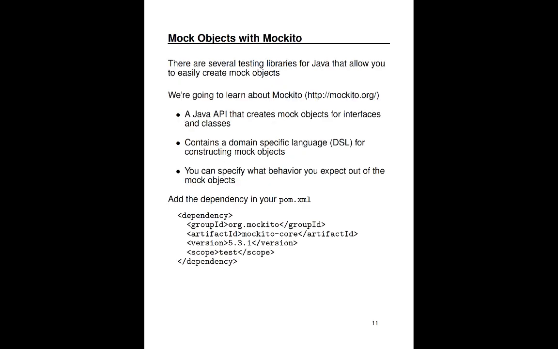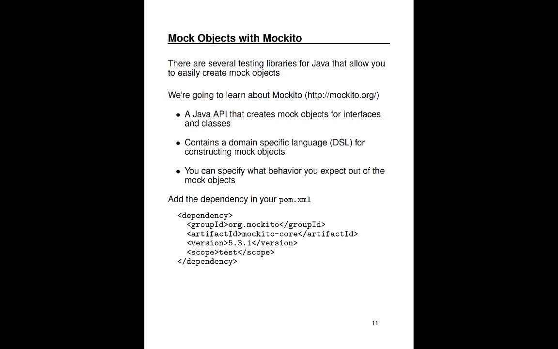And so they did what software developers often do, which is to create a library. And there are several libraries out there for the Java programming language that allow you to easily create mock objects and then be able to leverage the dependency injection pattern in your code to make easy tests for complex code. We're going to learn about one of them called Mockito, which can be found at that website.